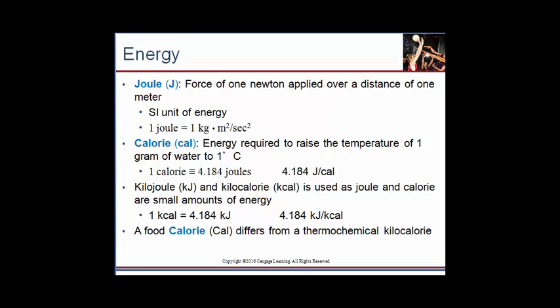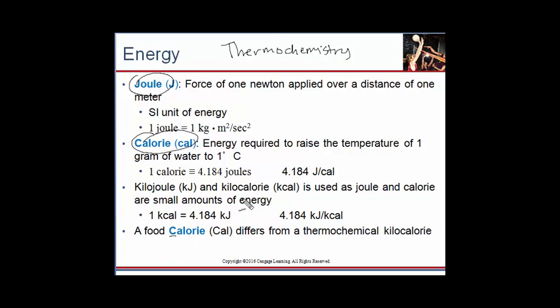The next topic is thermochemistry. Thermo means heat. So we're going to study the heats of reactions. And we need to learn some of the units of energy. One is a joule. Another one is a calorie. And another one is a capital C Calorie.